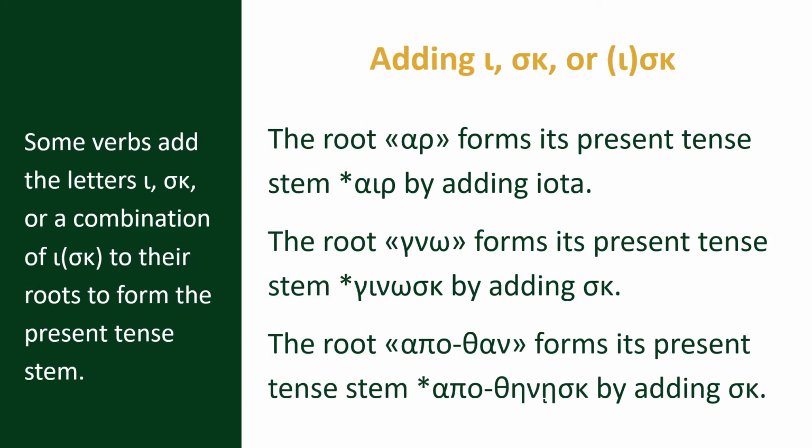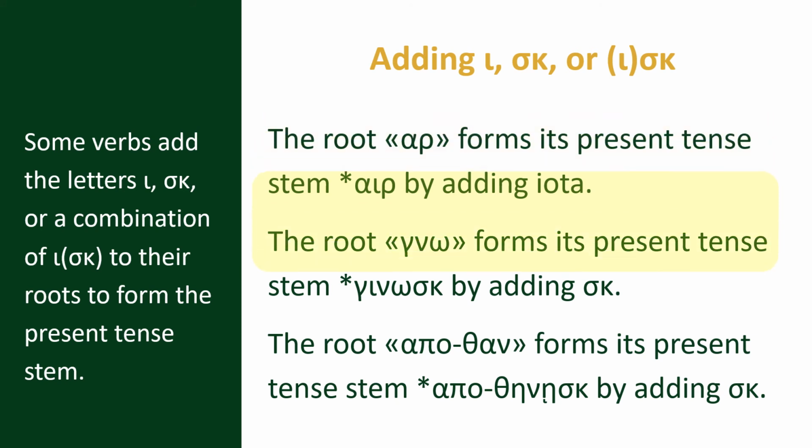Finally, some verbs add the letters iota, sigma kappa, or a combination of them, iota sigma kappa, to their roots to form the present tense. A couple of examples will illustrate the idea. Consider the root ar. It forms its present tense by adding iota, so the present tense stem becomes air.